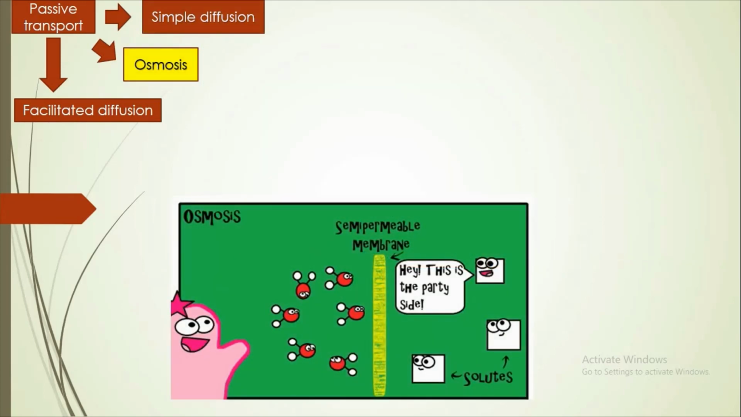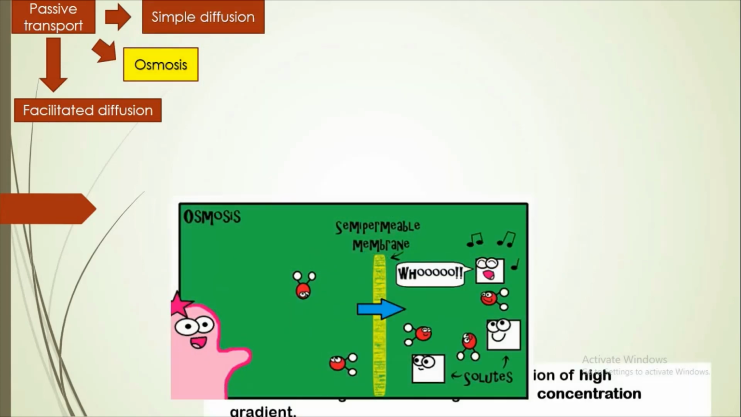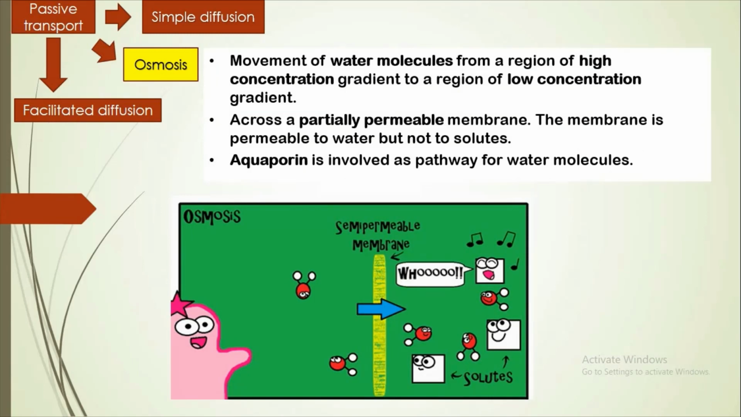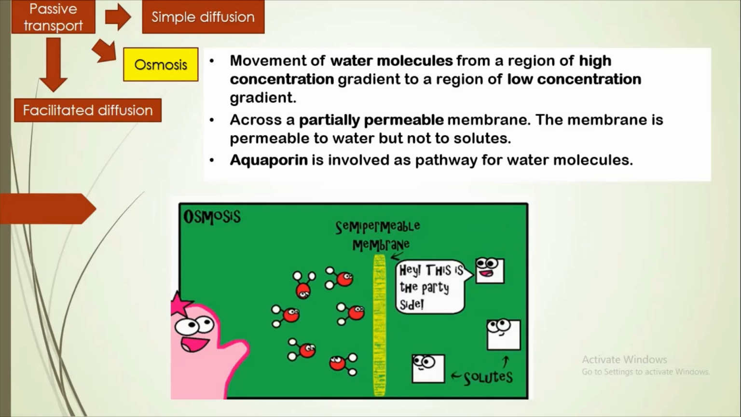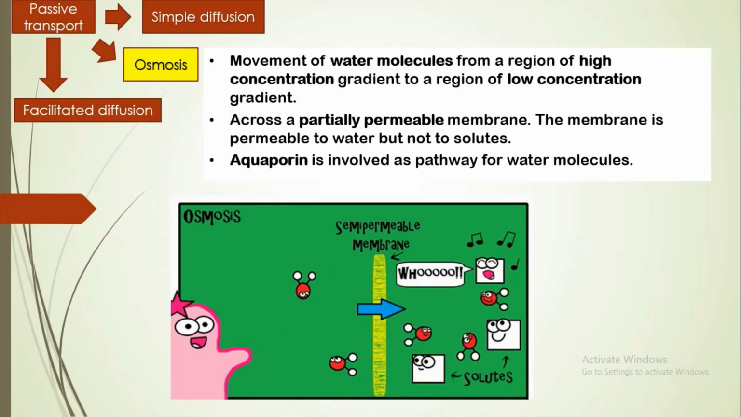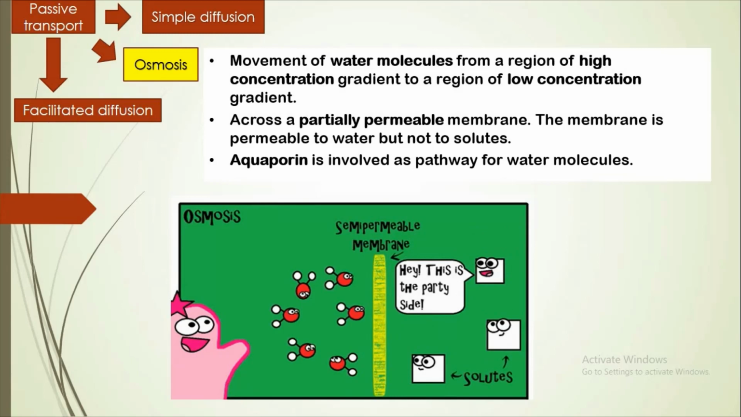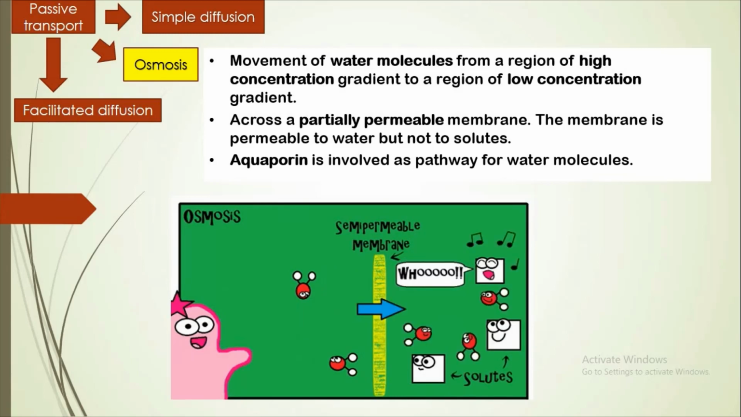Next, we will take a look at osmosis. Osmosis only involves the movement of water molecules down the concentration gradient, and it always involves a partially permeable membrane. The membrane is permeable to water, but not to solutes. Otherwise, it only allows the passage of water. Here, aquaporin is involved as a pathway for water molecules.